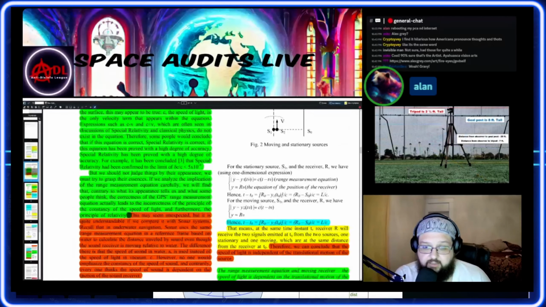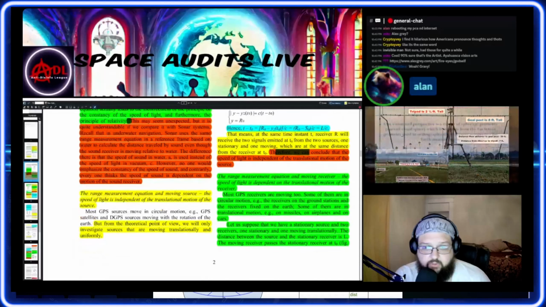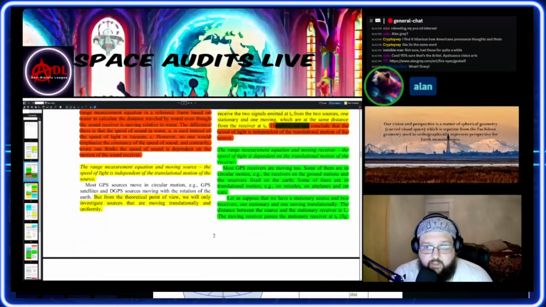So it doesn't cause any hiccups there. Everything seems on the up and up so far. So I'll just read his conclusion real quick. Therefore, we can conclude that the speed of light is independent of the translational motion of the source. Cool story. Now we get to an issue.